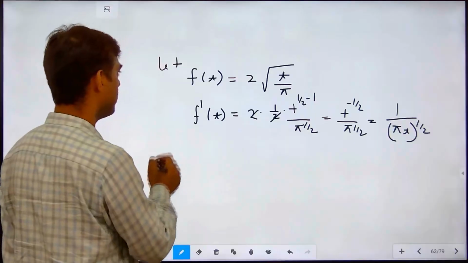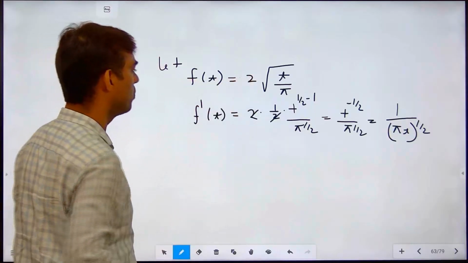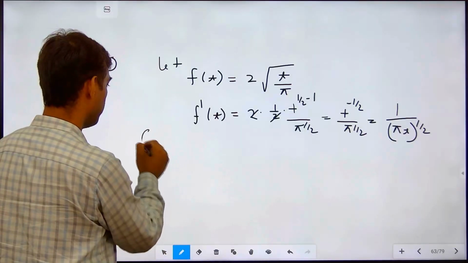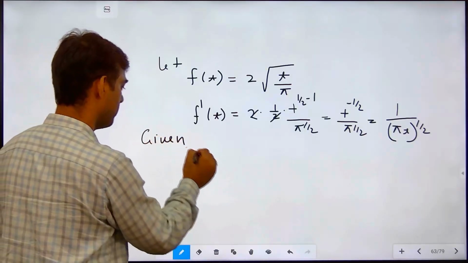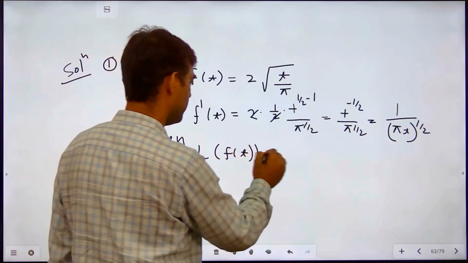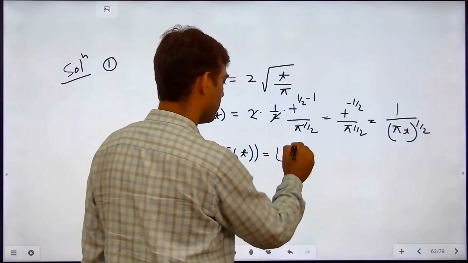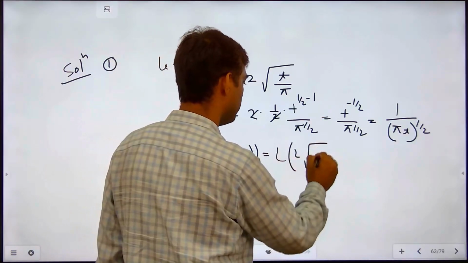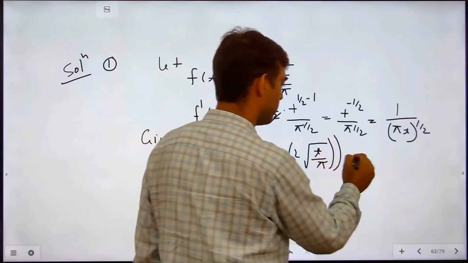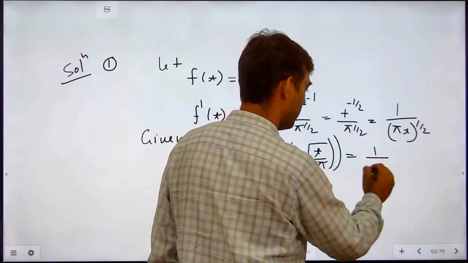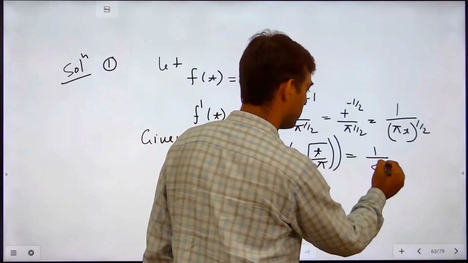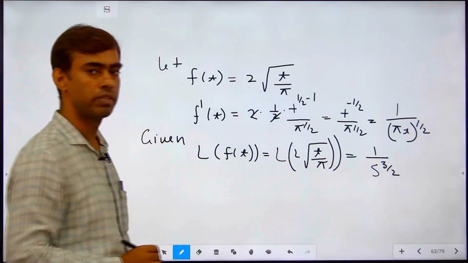So here what is given? Let f(t) equal 2 under root t by pi, and this one is also given: the Laplace transform of f(t) equals the Laplace transform of 2 under root t by pi, equal to 1 upon s to power what? 1 upon s to power 3 by 2. This one is given.